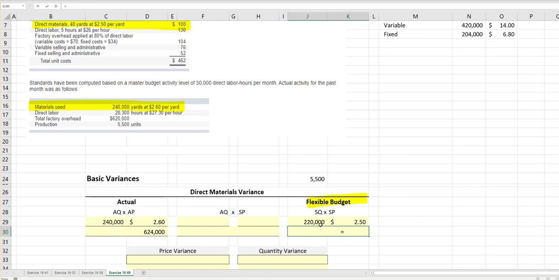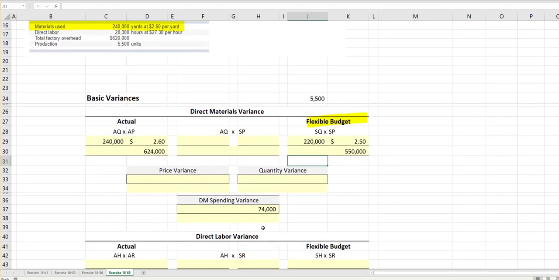We would have expected to spend only $550,000. Of course, that means we have a total direct material spending variance of the difference between those two amounts, or $74,000. And that, of course, is unfavorable because we spent more than we would have expected. Let's go ahead and calculate our price variance and our quantity variance.